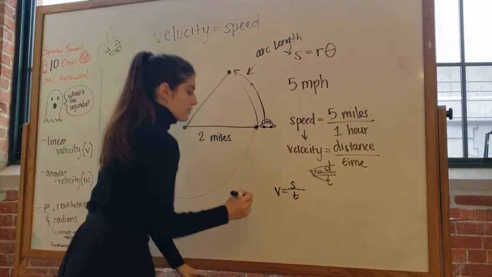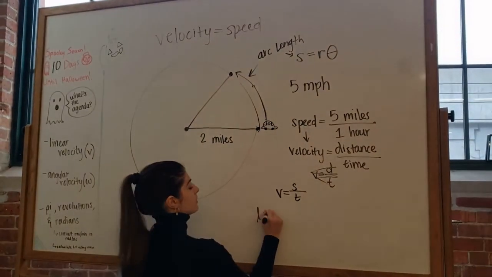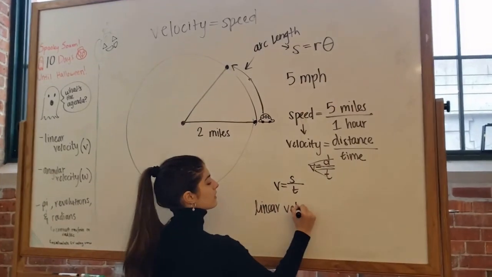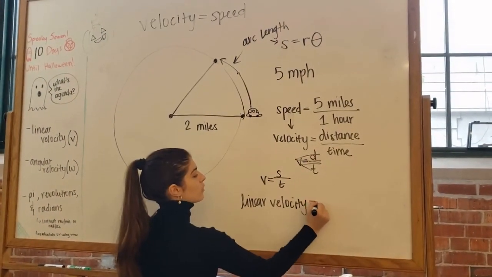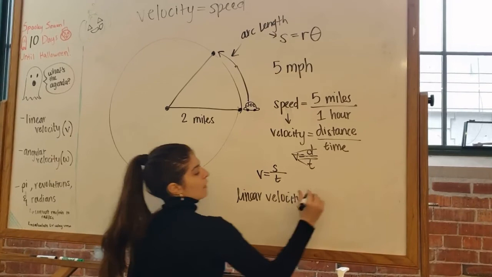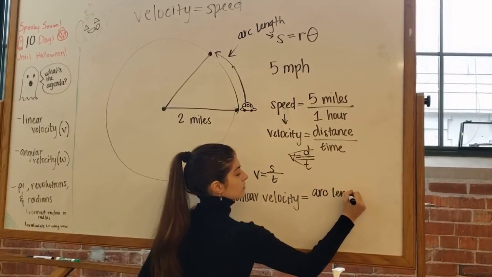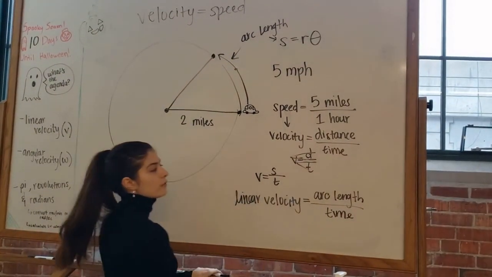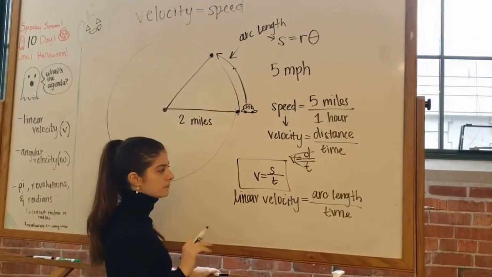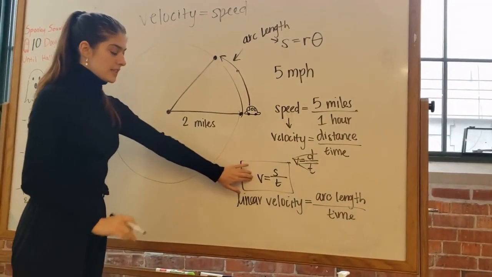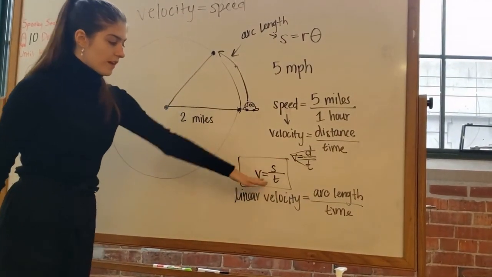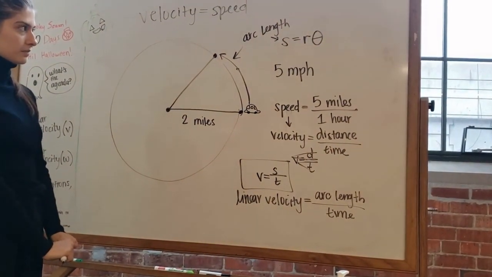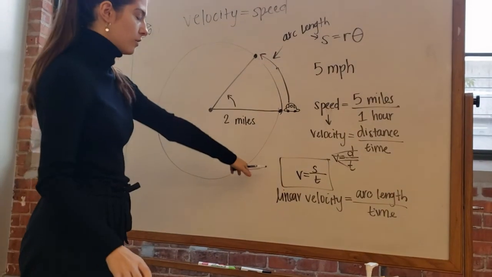Okay. So that means our linear velocity equals our arc length over time. So if you're going to write a formula down, this one right here. Linear velocity equals the arc length divided by the time. Again, this is the formula you want to be writing down.